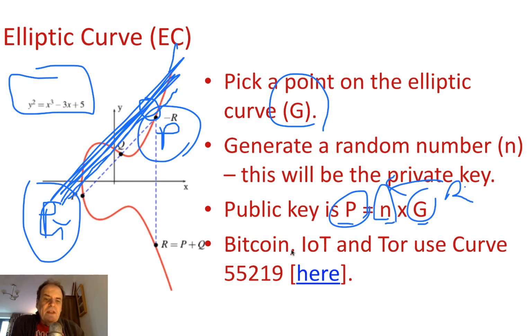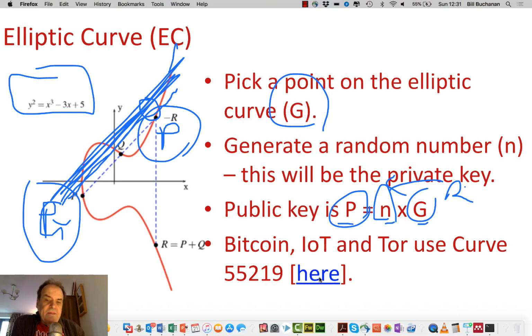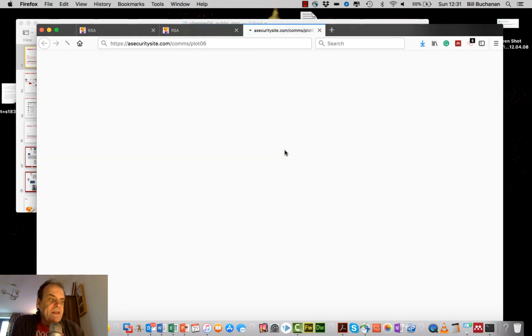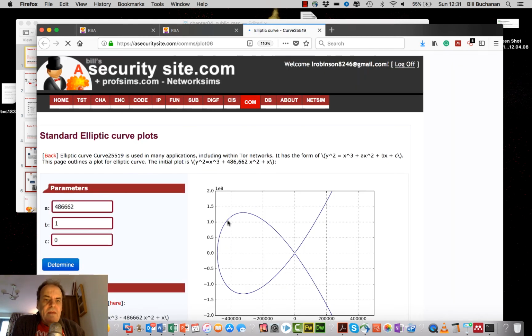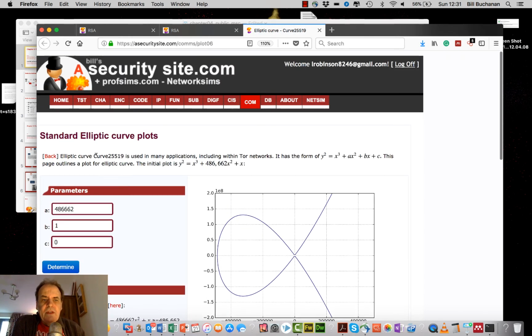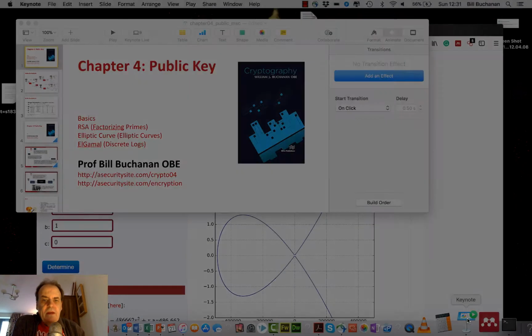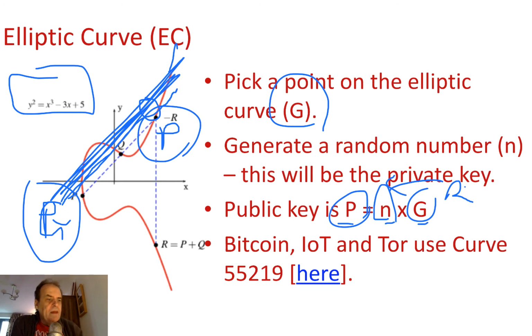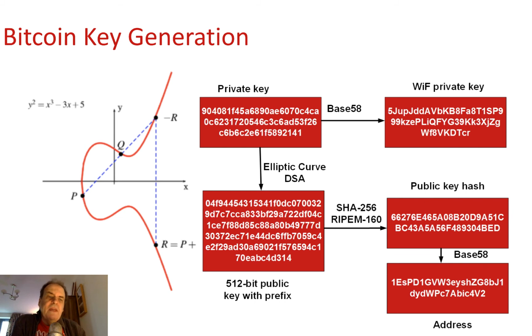Okay, so we use this in Bitcoin, IoT, and Tor to be able to create our public and private key. Okay, so that's it plotted there. Okay, so this is curve 25519. It's used in a lot of applications. Okay, so it's used in Bitcoin generation.